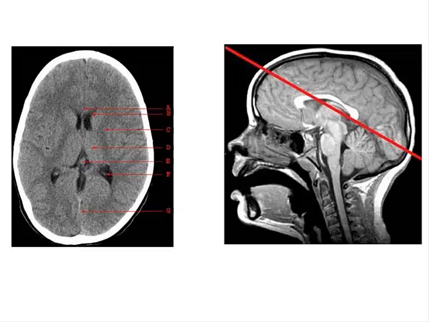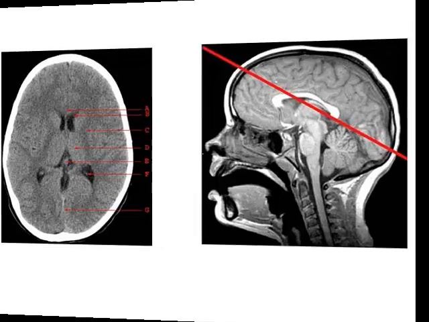Importantly, various brain structures are visible in the CT scan, including the ventricles, the internal capsule through which fibers pass to the cortex, and choroid plexuses that regulate cerebrospinal fluid production.